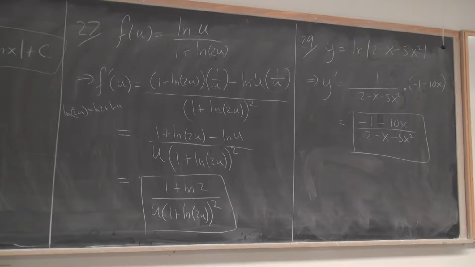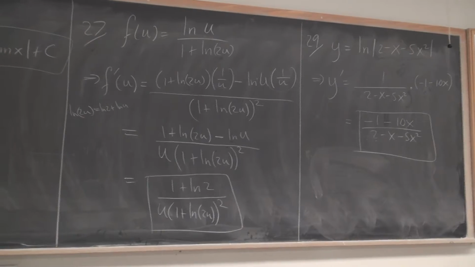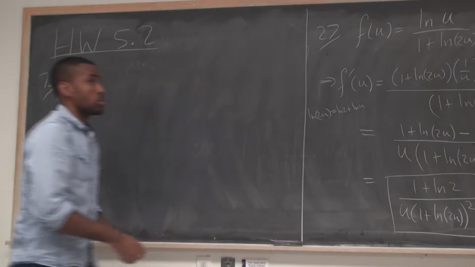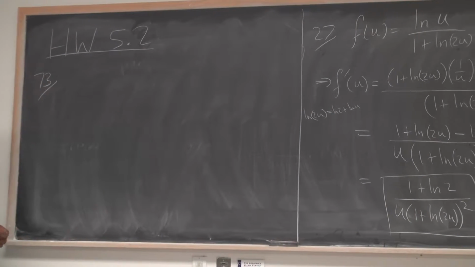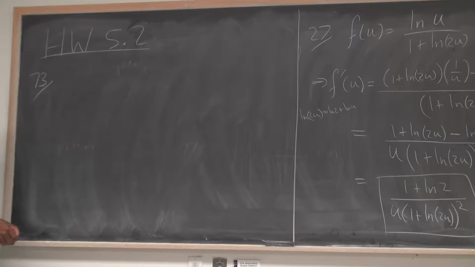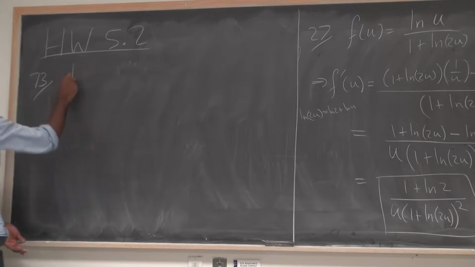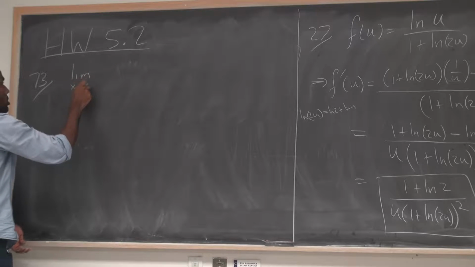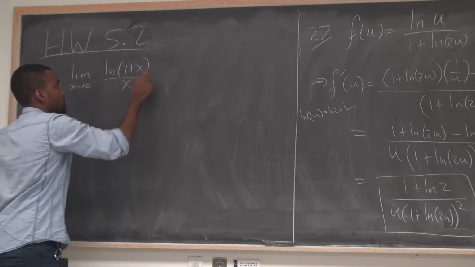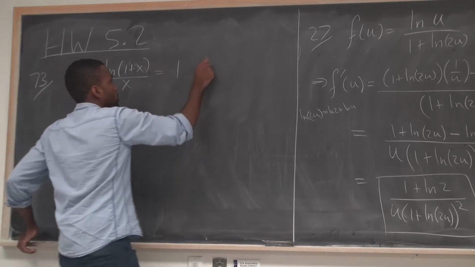73. We went that far? Okay. What does that say? Use the definition of a derivative to prove that the limit as x goes to 0 of ln of 1 plus x over x equals 1. So I have to prove this.